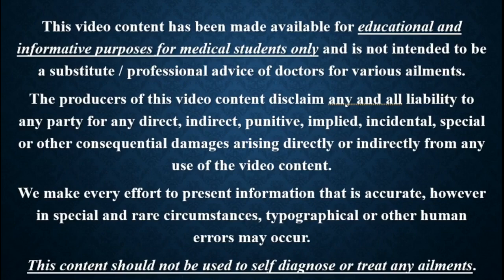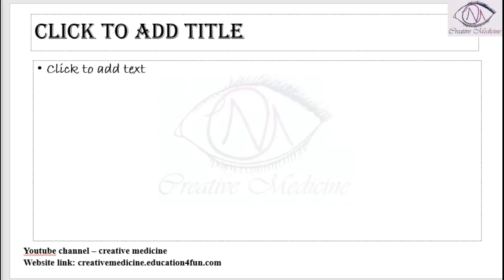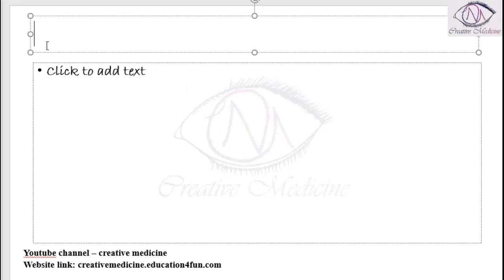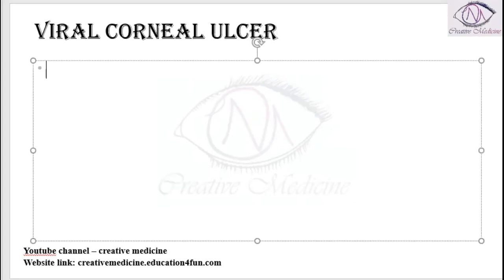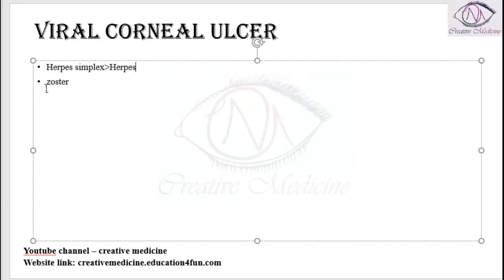In this lecture, we will learn about viral corneal ulcer. Viral corneal ulcer is most commonly caused by the herpes simplex virus, followed by herpes zoster virus.